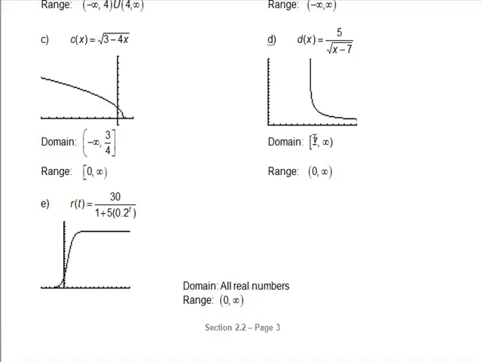Lastly, let's look at e. E is r of t is 30 divided by 1 plus 5 multiplied by 0.2 to the t. So if I put this one in my calculator, again, remember the entire denominator needs to be in a set of parentheses, I get this kind of neat looking function. If I look at the domain, it looks like it's going left forever and right forever, so the domain's all real numbers, which remember I could write as negative infinity to infinity. This time I just happen to write all real numbers.